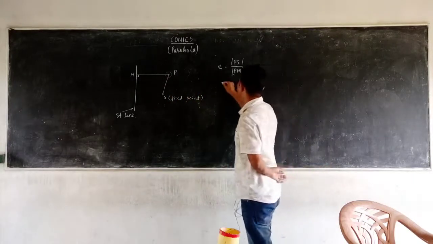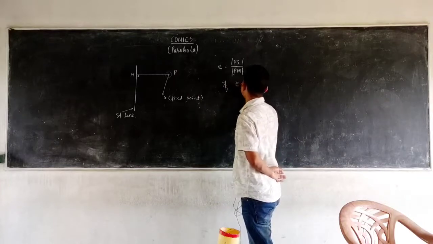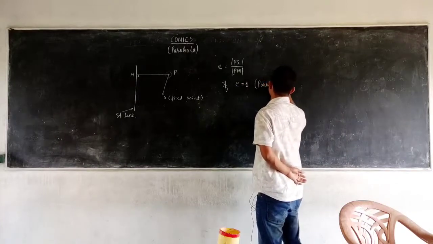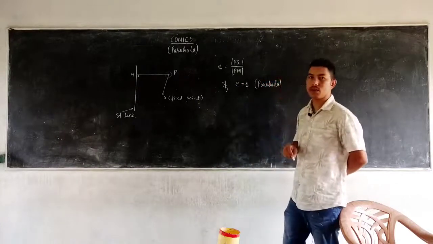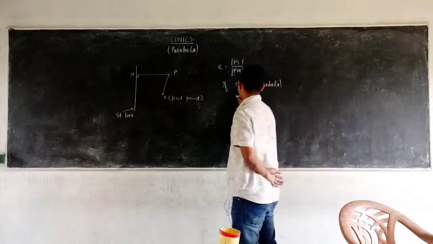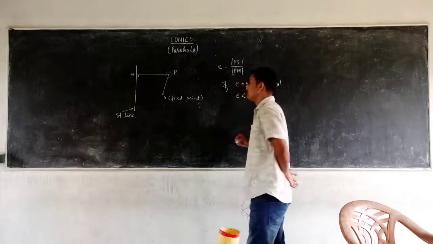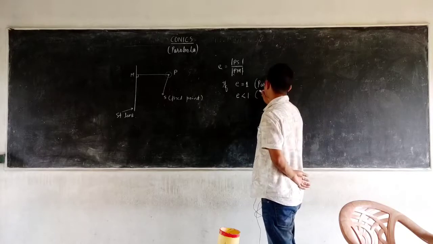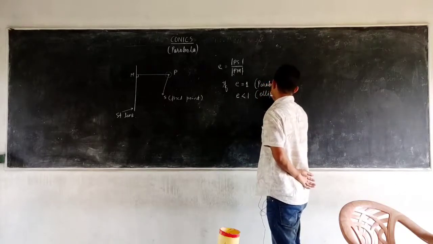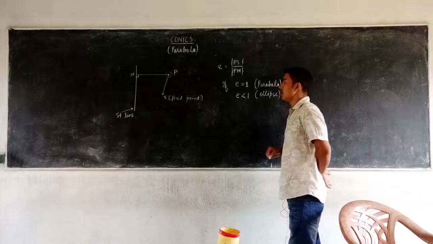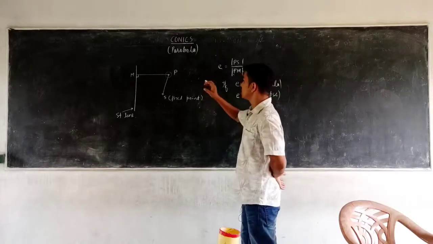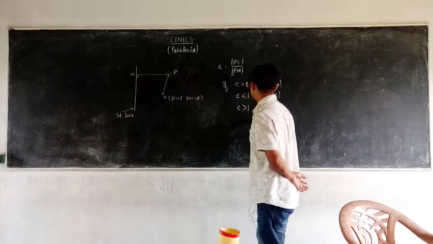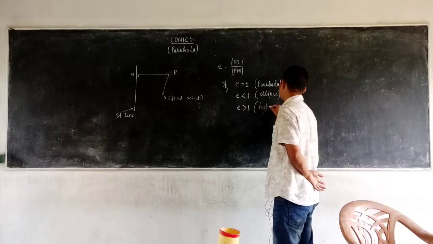So there are three cases for the eccentricity. If E equals 1, then it forms a conic known as a parabola. In a parabola the value of eccentricity always remains 1. The second case is if the eccentricity is less than 1, that means PS is smaller than PM, then that conic is known as an ellipse. The third case is when PS is greater than PM, that means the eccentricity will be greater than 1. In that case the conic is known as a hyperbola.